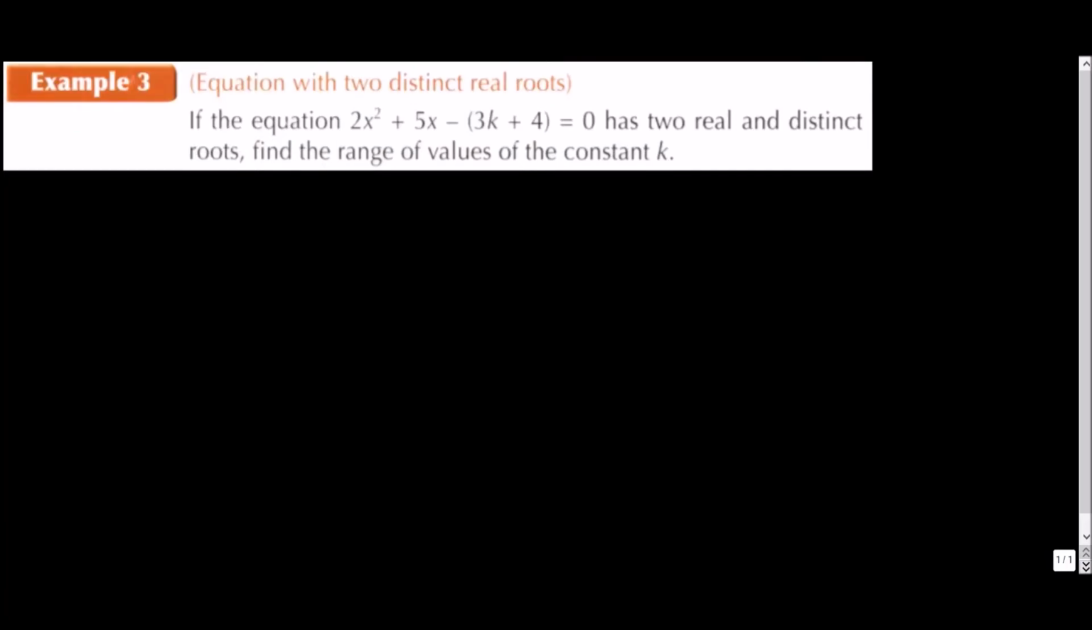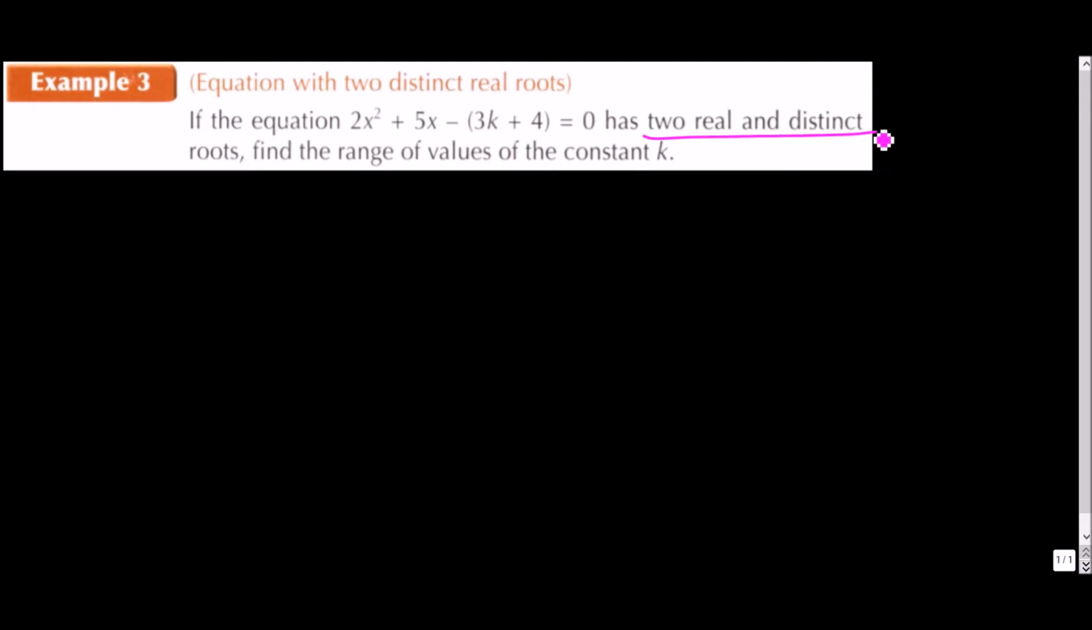Example 3 states that if the equation 2x squared plus 5x minus the quantity 3k plus 4 equals 0 has two real and distinct roots, find the range of values of the constant k. Lots of stuff going on here. It's quite interesting. So we know that there are two real and distinct roots here.